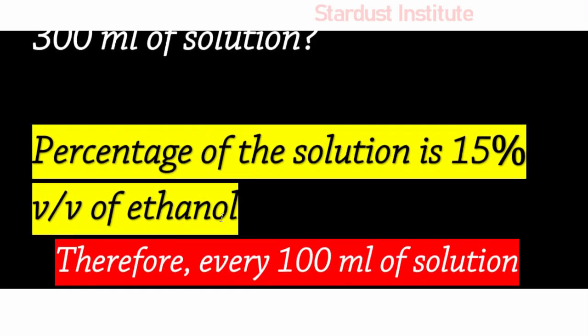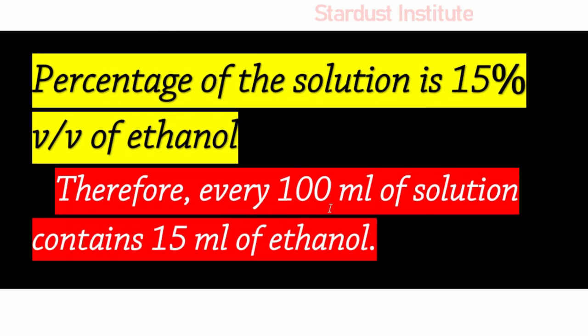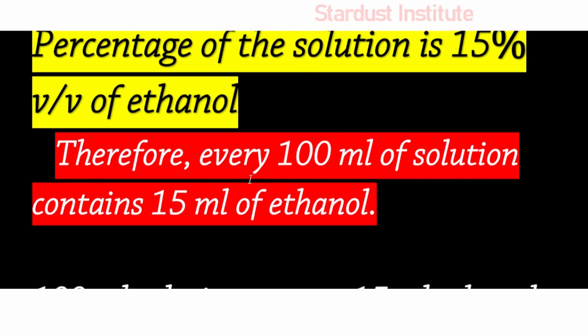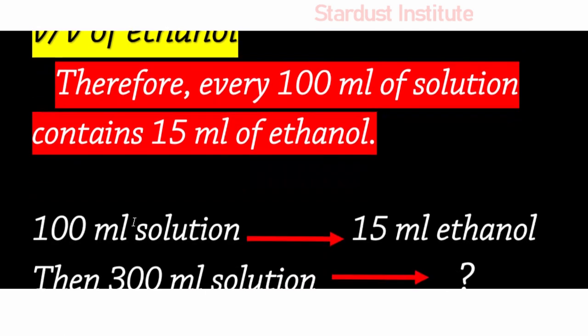Percentage of the solution is 15% by volume of ethanol. Therefore, every 100 milliliters of solution contains 15 milliliters of ethanol. In 100 milliliters of the solution, there are 15 milliliters of ethanol.